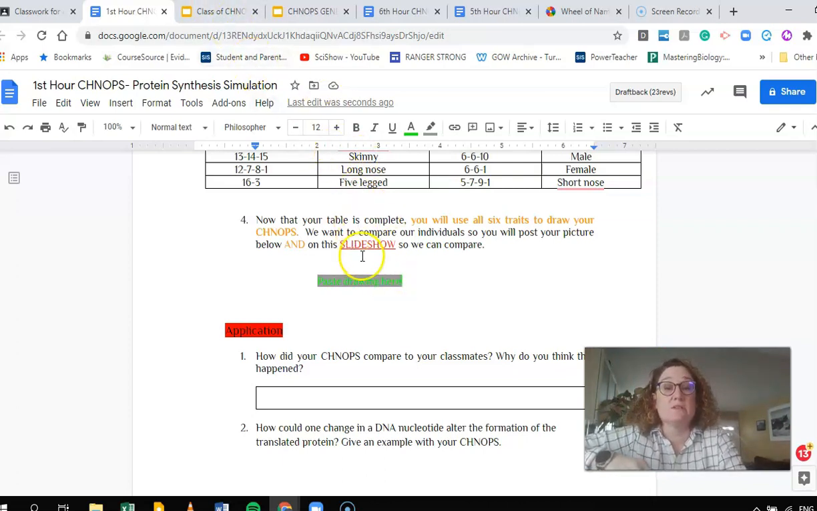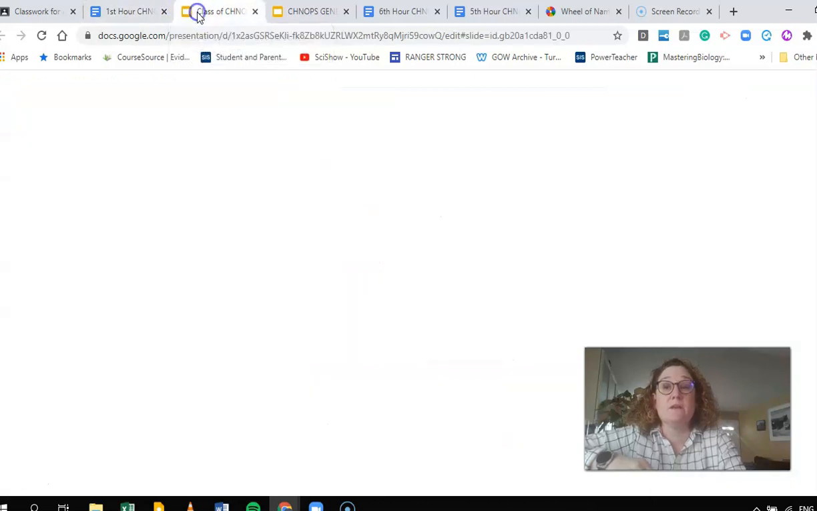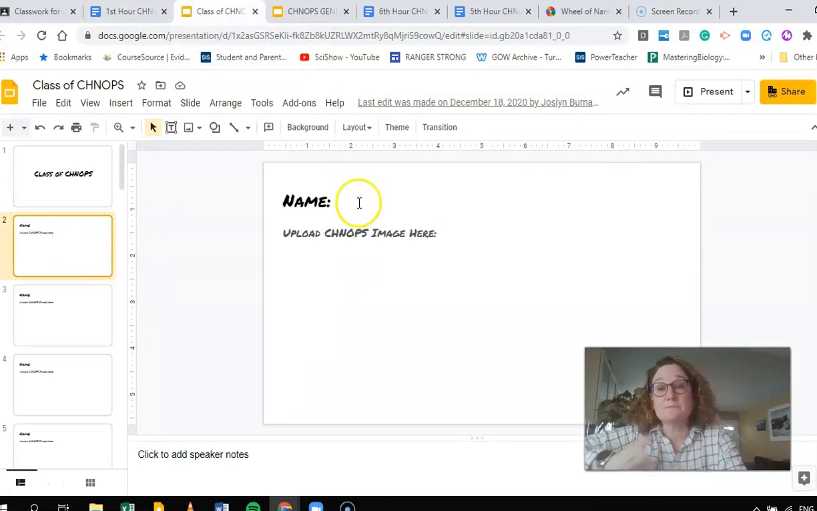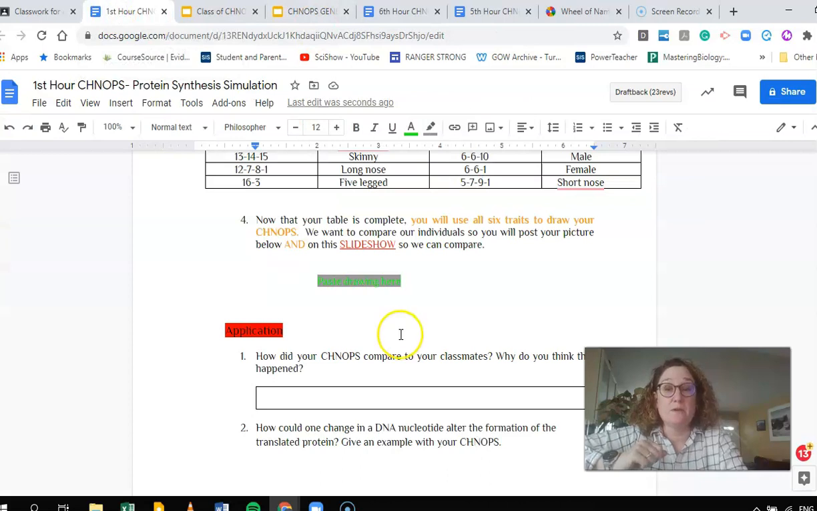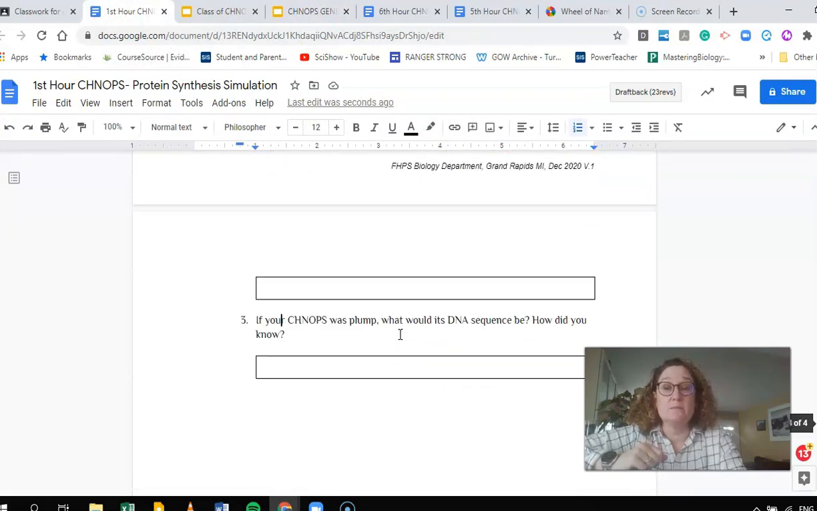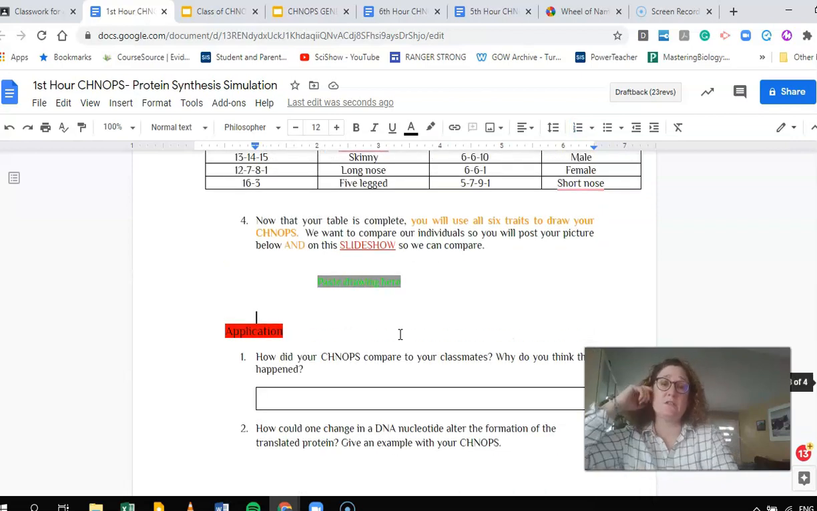I'm also going to click slideshow so that when I click that, I can then put my image here with my name. So I'm going to type my name, put my image, and then I will have my organism. Okay, and then we'll answer these questions here. You'll need to skip number 1. Okay, so you'll skip the question where you're going to compare it to your classmates until we have all of those. We'll do that in class on Thursday.